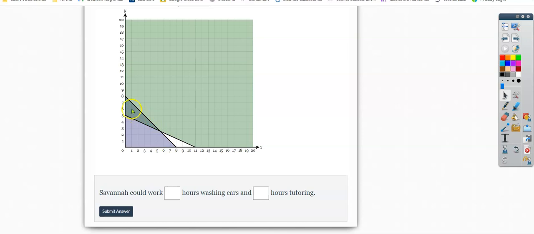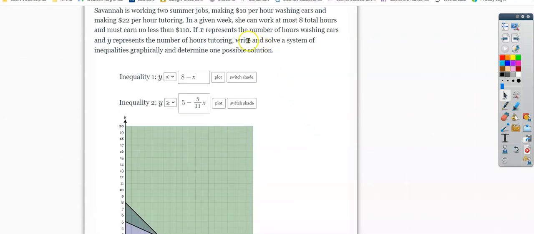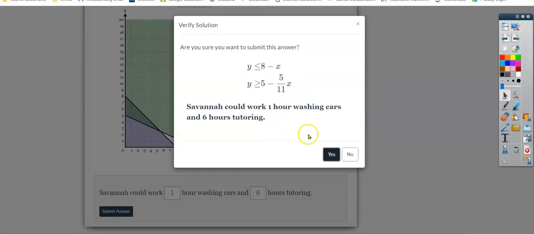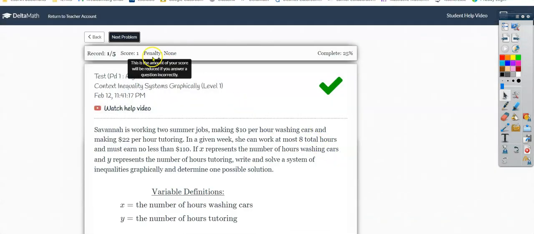So I'm going to go with 1, 6. So 1 is x, and x is washing cars. So she could spend 1 hour washing cars, and she could spend 6 hours tutoring. 1 hour, 6. Okay, there we go. Let's give it a try. Awesome.